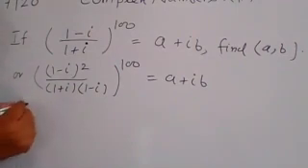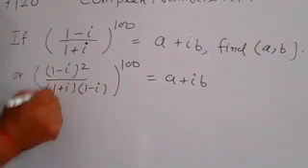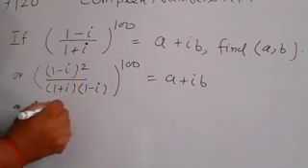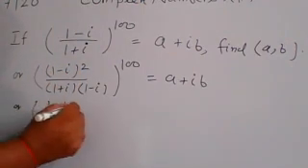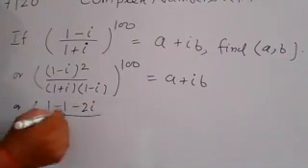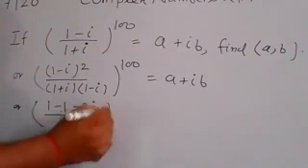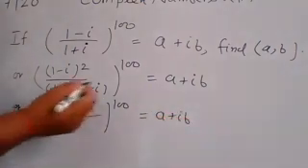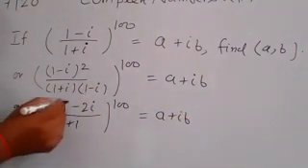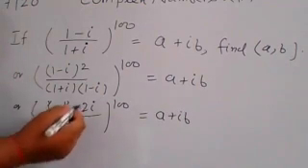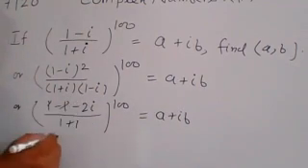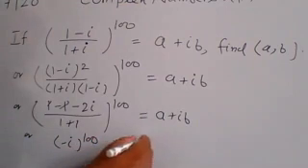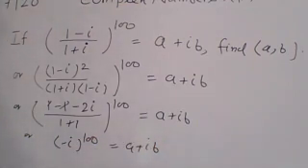Now expanding here, you have 1 and plus i square. The value of i square is minus 1. So here, minus 1 minus 2i divided by 1 plus 1, whole power 100, is equal to a plus ib, because you know i square is minus 1. So here the 1 cancels out, and here you have 2, and the 2 also cancels out. So finally you have (minus i) to the power 100 is equal to a plus ib. Understand? Okay.